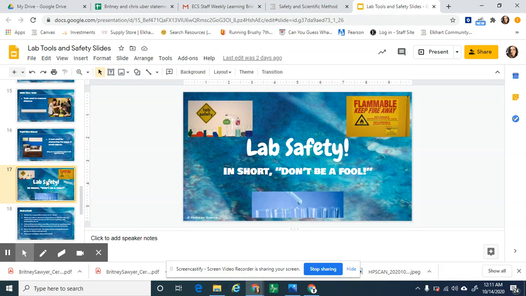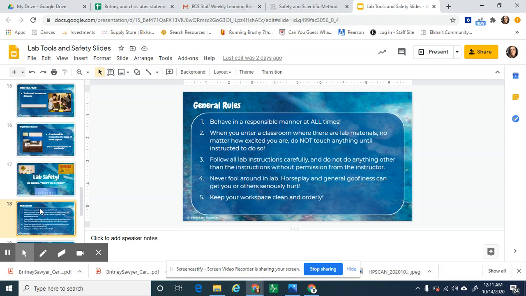Lab safety. In short, don't be a fool. Our general rules are: behave in a responsible manner at all times. When you enter the classroom where there are lab materials, no matter how excited you are, do not touch anything until the instructor says to do so. Follow all lab instructions carefully and do not do anything other than the instructions without permission from the instructor. Never fool around in the lab. Horseplay or general goofiness can get you or others seriously hurt. Keep your workspace clean and orderly.